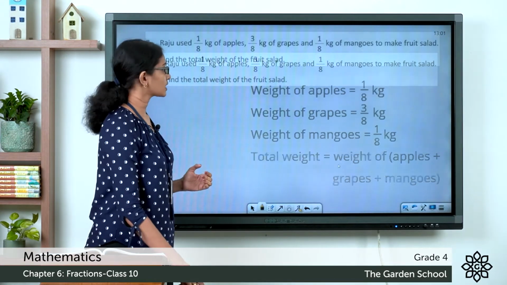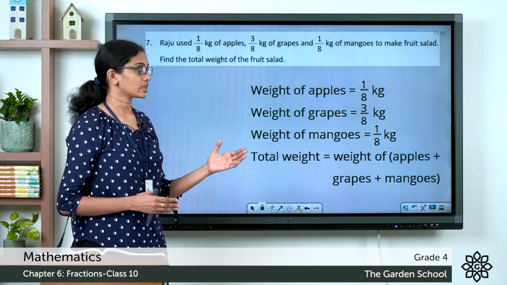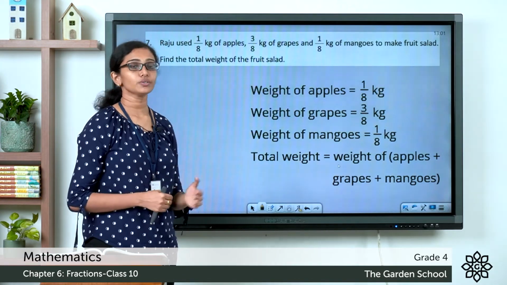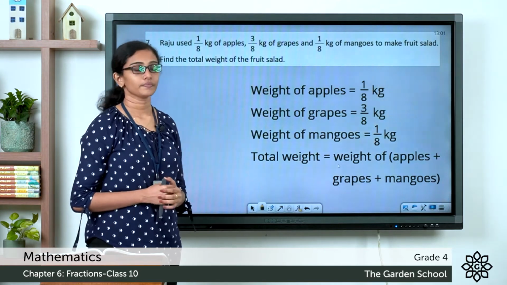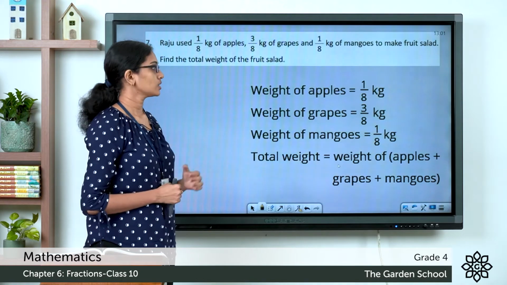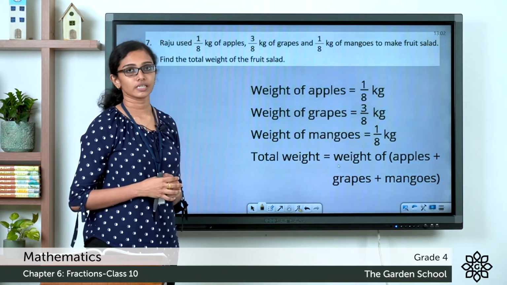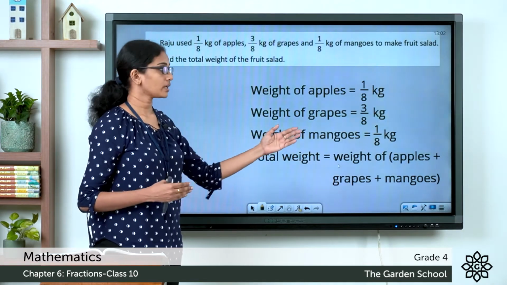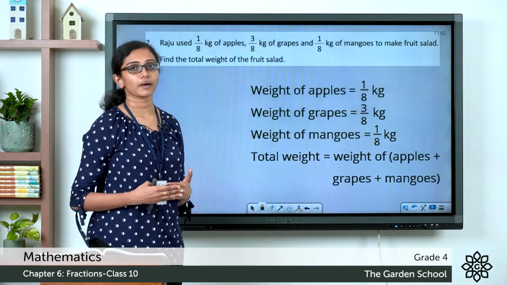Let's see the steps. The weight of apples given is equal to 1 by 8 kilogram. And the weight of grapes is equal to 3 by 8 kilogram. Weight of mangoes is equal to 1 by 8 kilogram. So these data we are given in the question itself. Now to find the total weight, we have to add the weight of the apples plus grapes plus mangoes.